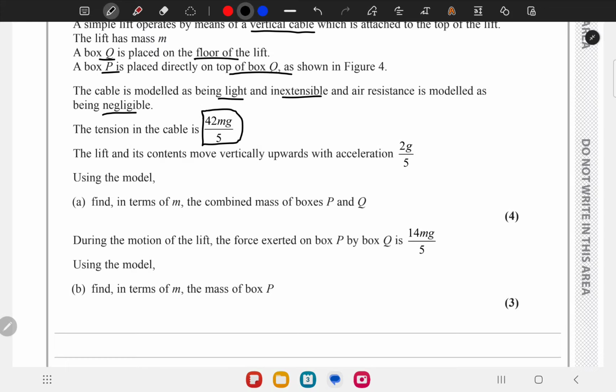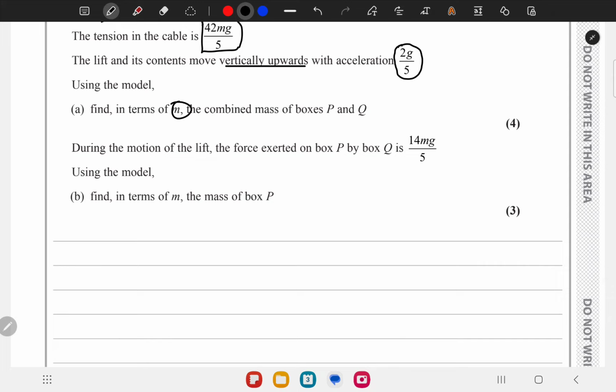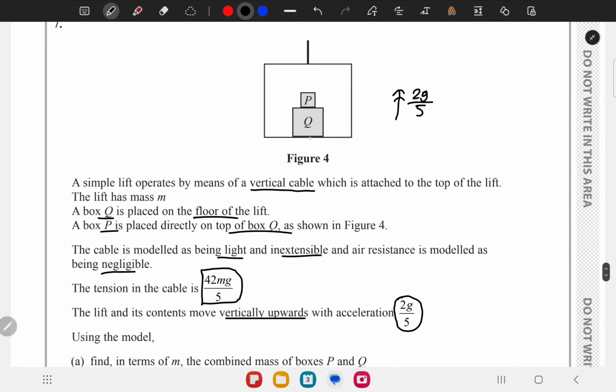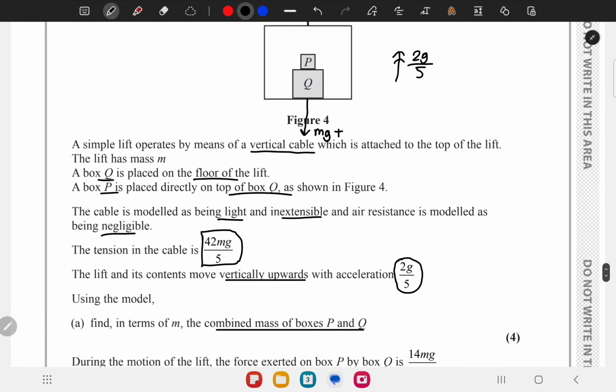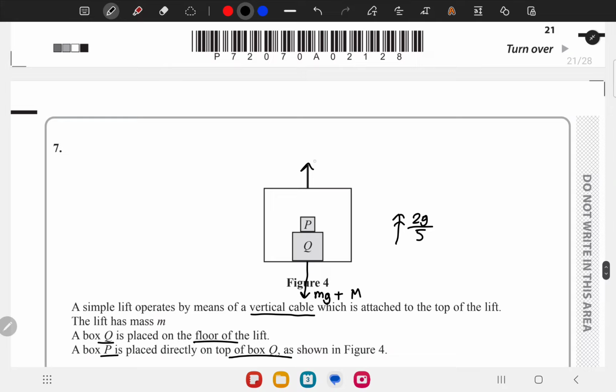We are given the tension in the cable, which is 42 by 5 mg, and we are given the acceleration, which is vertically upwards, 2g by 5. We have to find, in terms of m, the combined masses of box P and Q. The mass of the lift is m kg. So mg plus, we can write down capital M over here. And the tension is 42 by 5 mg upwards.